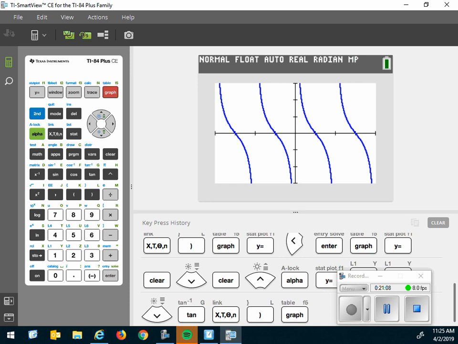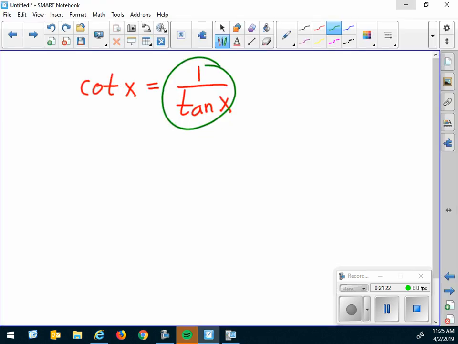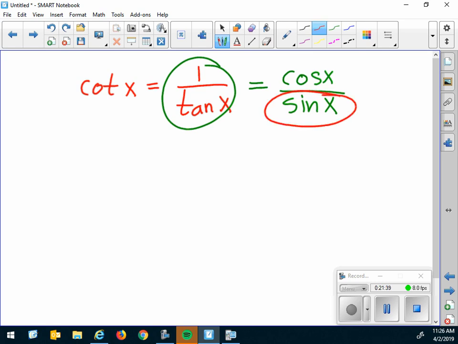Oh, right. Where tangent had a vertical asymptote, cotangent has a 0. Wonder why that is. Because cotangent is that. Aha. Cotangent is undefined when sine is 0. So where are the vertical asymptotes on cotangent?